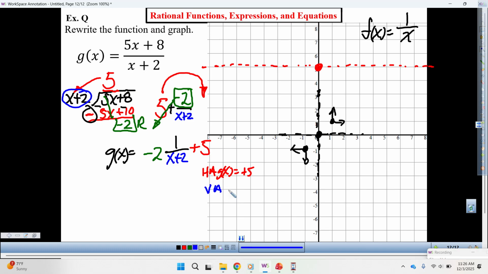To find our new VA, x equals, tell your neighbor what to do with this. Then we're going to pass it to German so he can guide us. Tell your neighbor what to do with that to find our VA. All right, German, what do we do? Set it equal to 0 and solve. Minus 2, x equals negative 2, so my VA is negative 2.